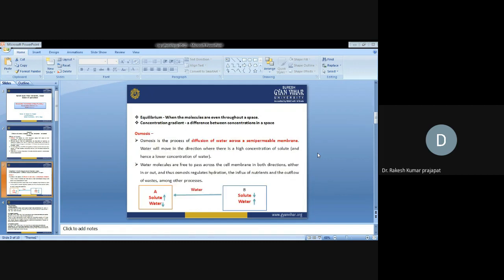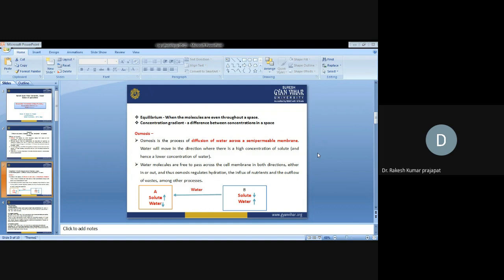If you talk about equilibrium, is there any time at which diffusion stops? The main objective behind diffusion is to reach equilibrium. Equilibrium means the concentration on both sides becomes equal, with molecules evenly spread throughout the space. Concentration gradient is the difference between concentrations.